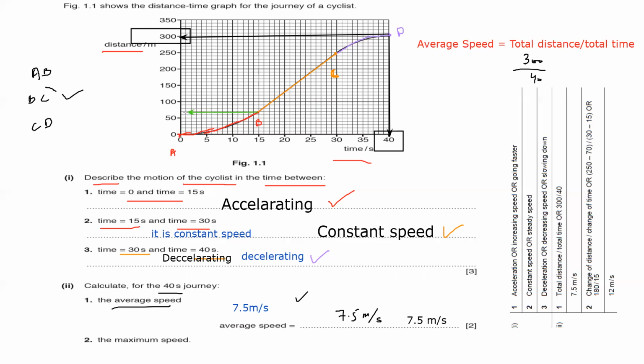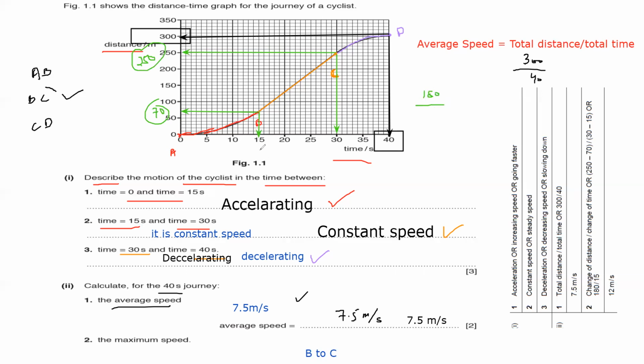So at point B, it is at the 70 mark. At point C, it is the 250 mark. And the time from B to C: at B it was 15 and at C it is 30. So moving from B to C, the distance traveled will be 250 minus 70, which is equal to 180.